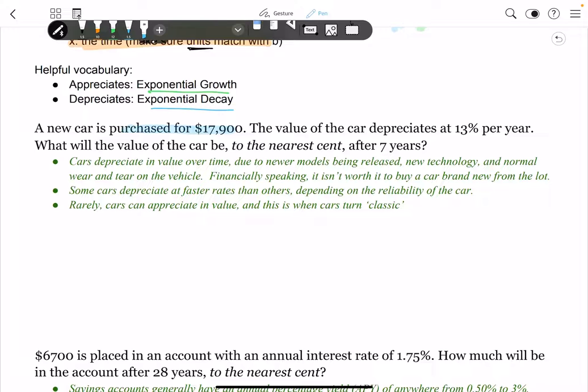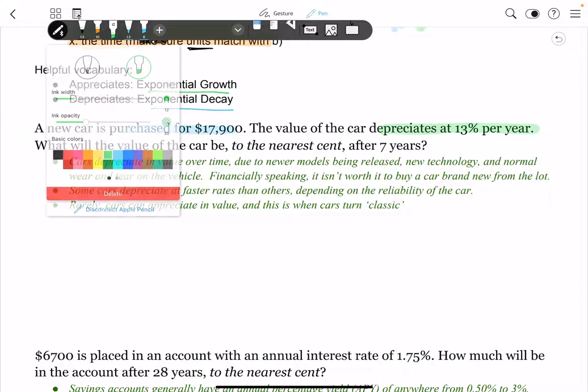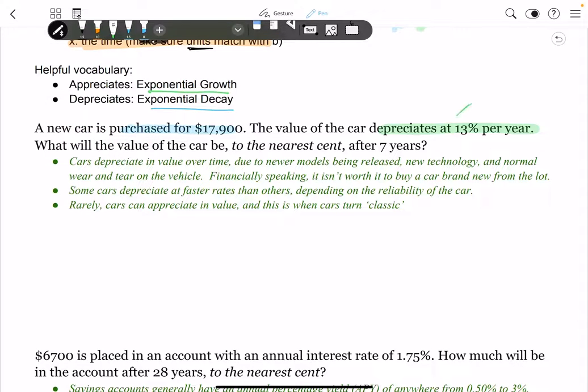And then it says the value of the car depreciates at 13% per year. So I already know this is decay. And that 13% is the rate that it's decaying every year. And then it says, what will the value of the car be to the nearest cent after 7 years? So that is our time, that's our input. And just to double check, the unit of time does match the rate. The rate is given per year. All right, so let's build our exponential function.